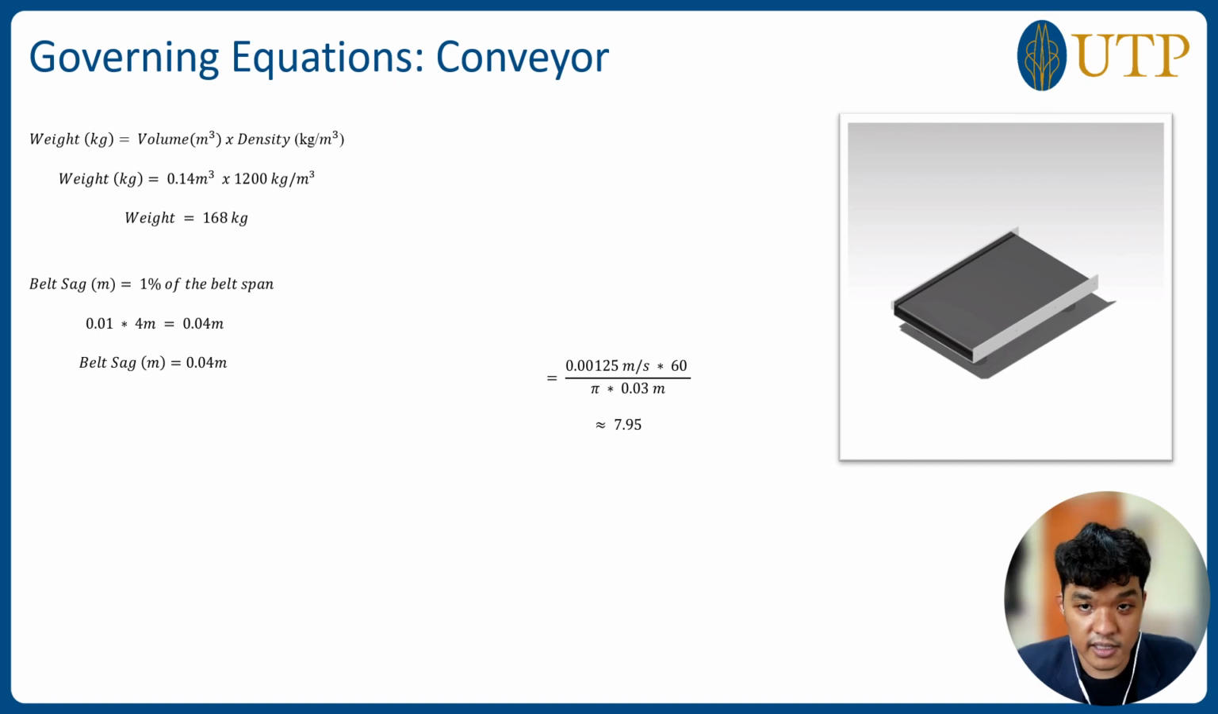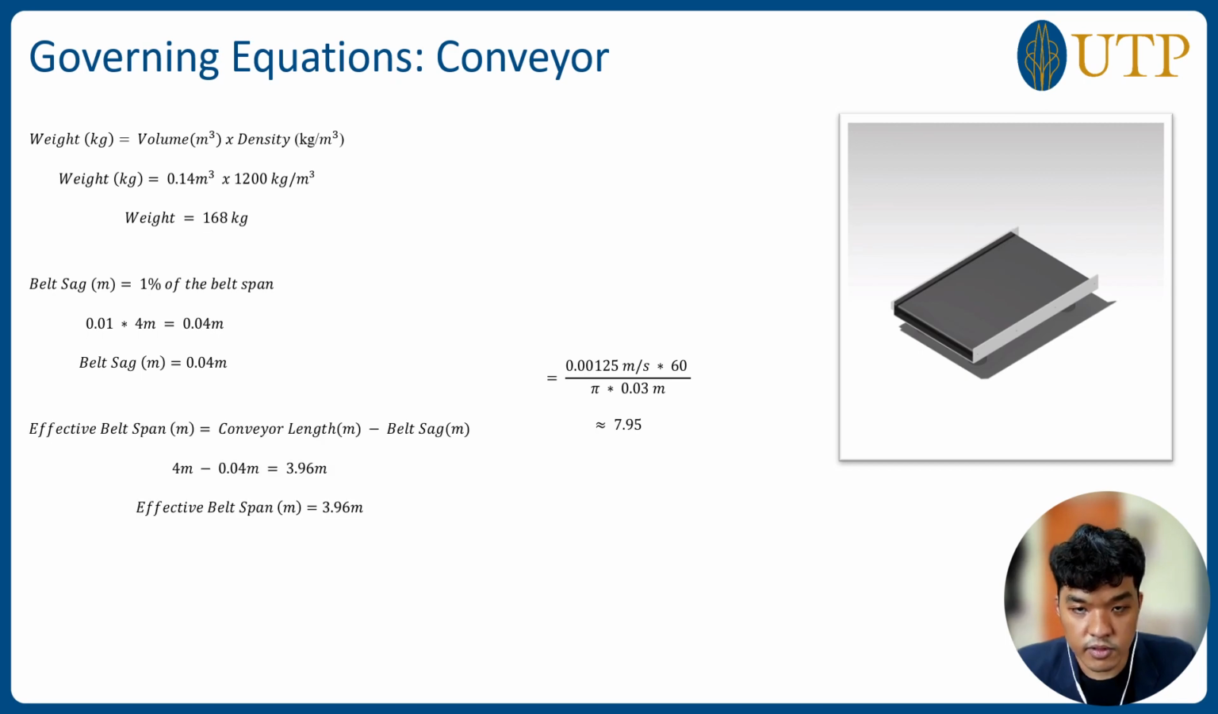Next, the belt sack. The formula is 1% of the belt span. The assumed belt span that we use is 4 meter, so 1% from 4 meter is 0.04 meter. Now for the effective belt span, it is the distance between two adjacent rollers. The formula is conveyor length minus belt sack. So after applying the values we get before, the effective belt span is 3.96 meter.